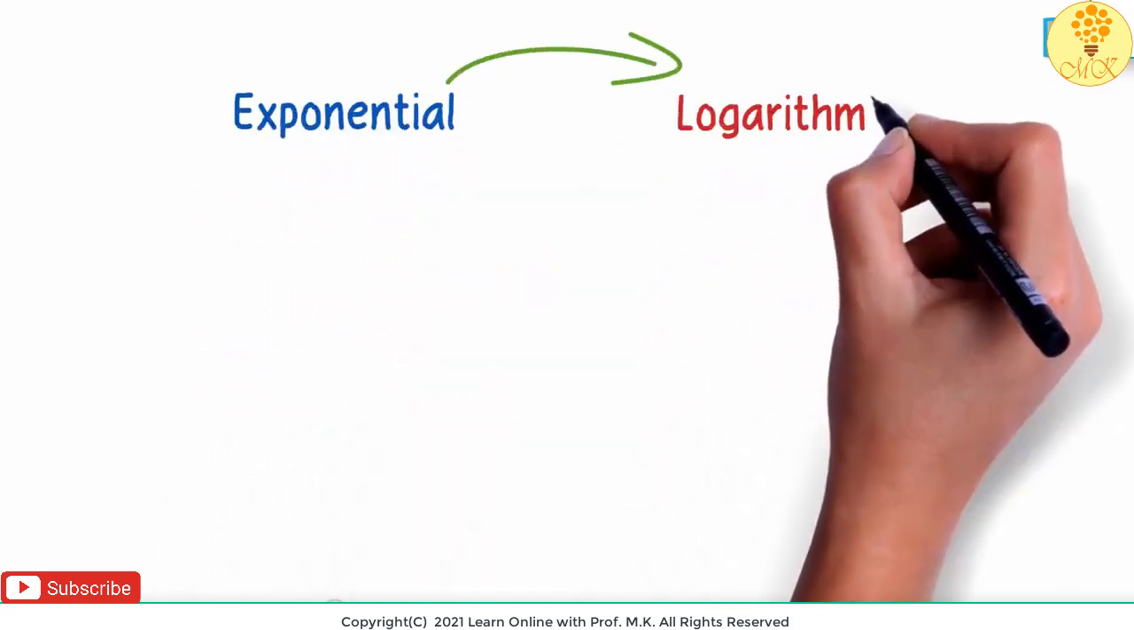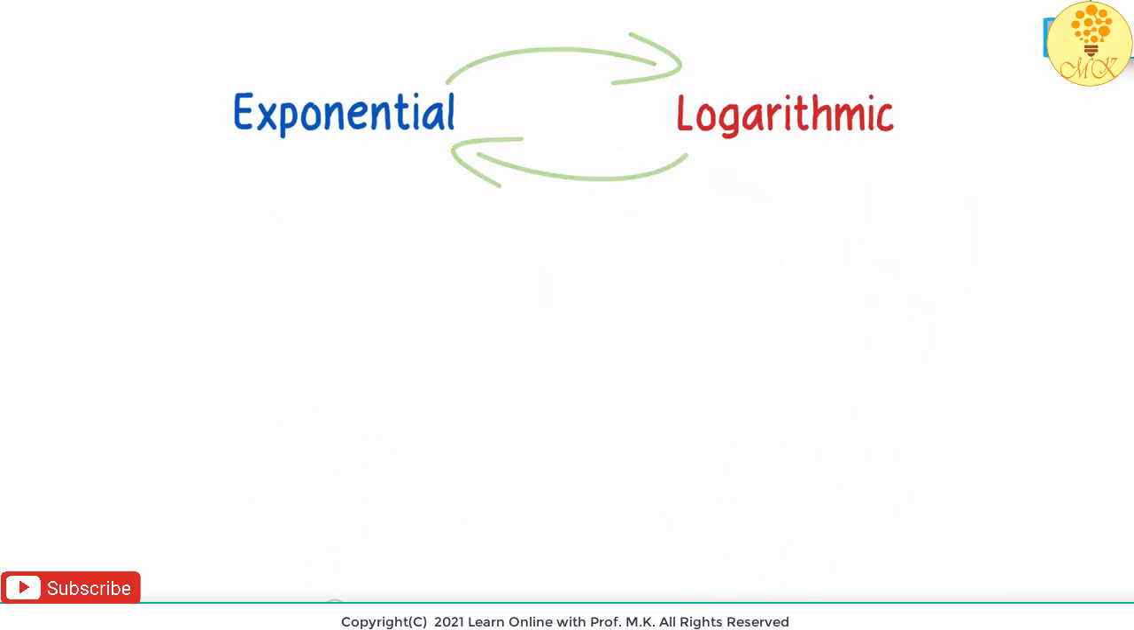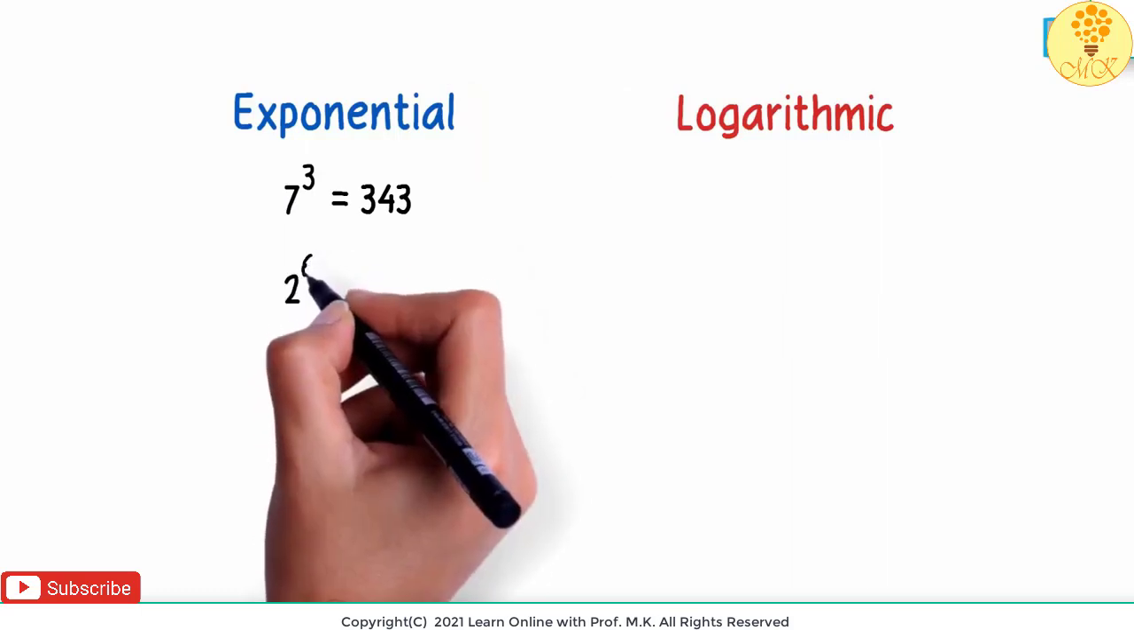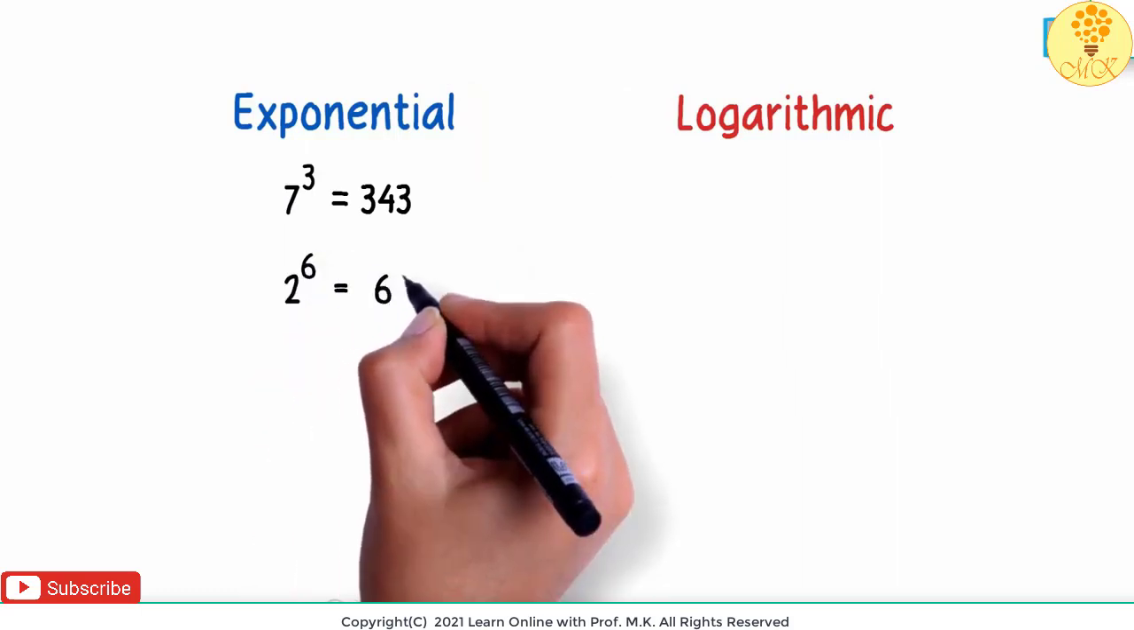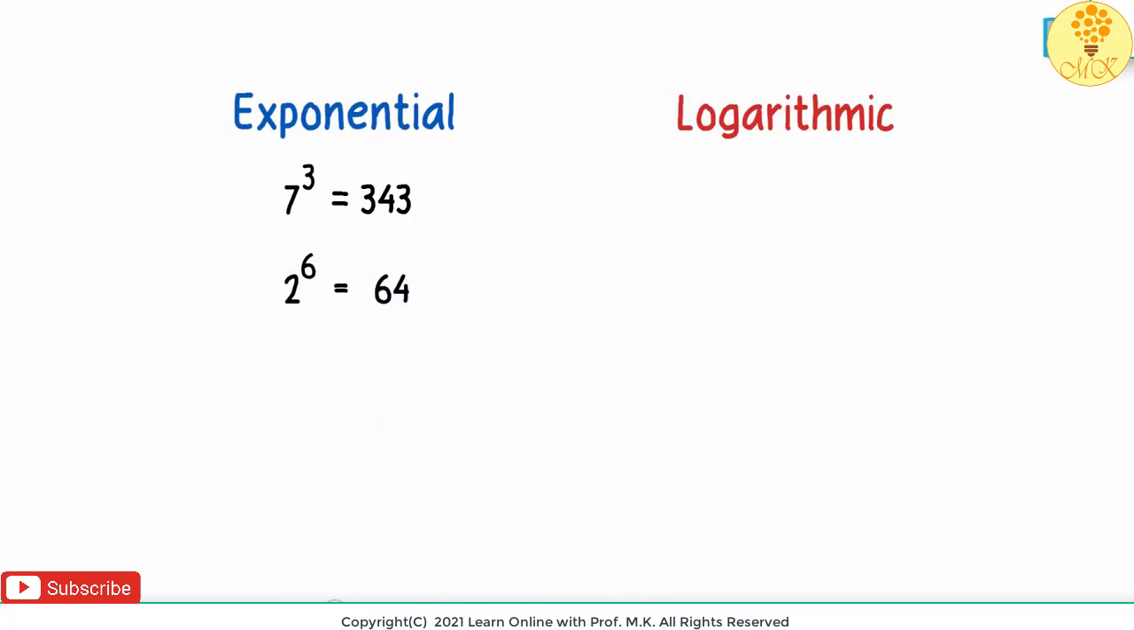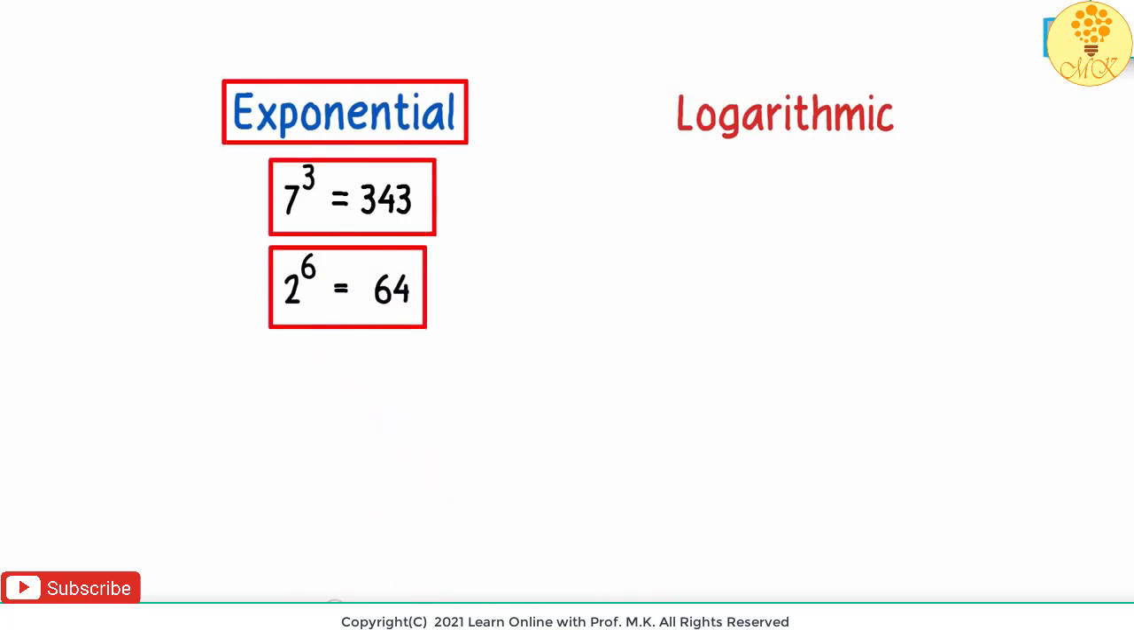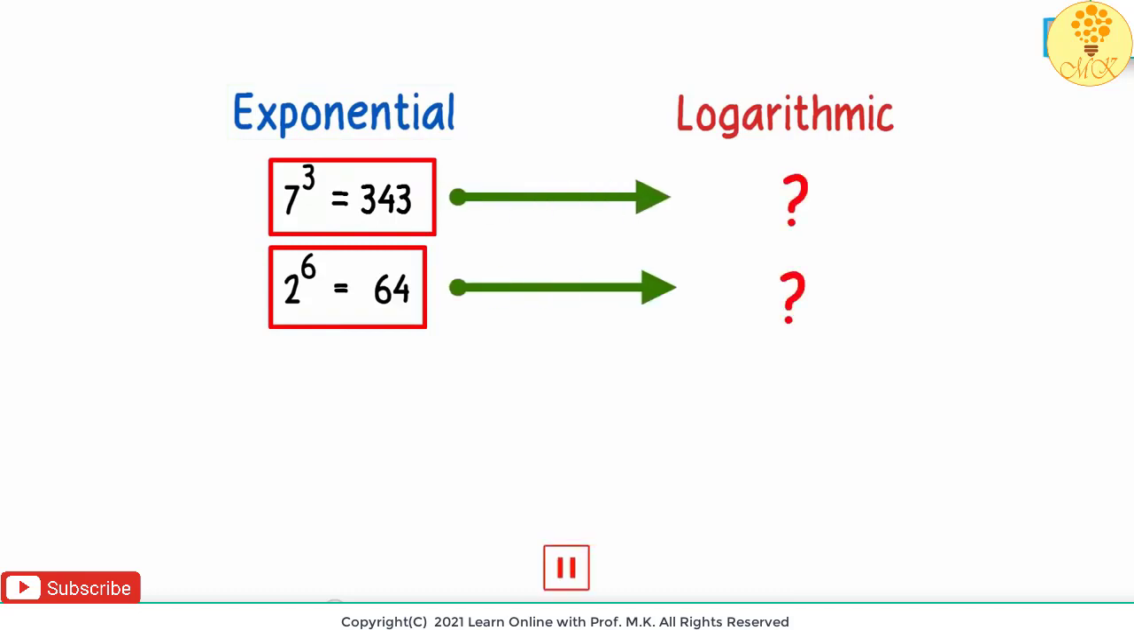Let's try converting equations in the exponential form to equations in the logarithmic form and vice versa. What is 7 to the power 3 equal to? It's 343. And what about 2 to the power 6? It will equal 64. These two equations are in the exponential form. Now I want you to try writing them in the logarithmic form.